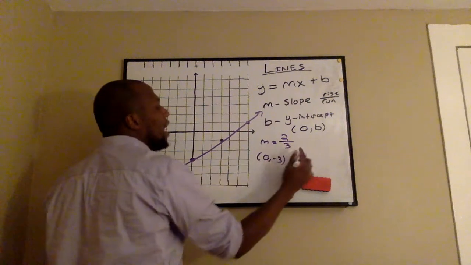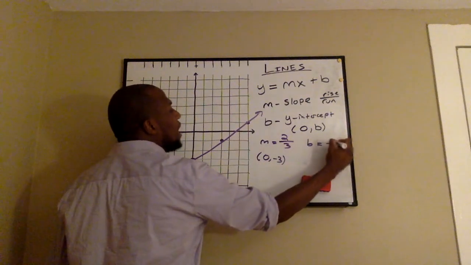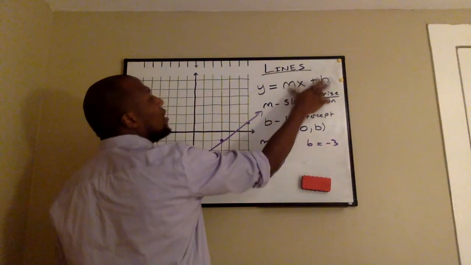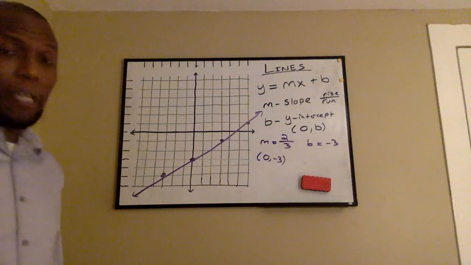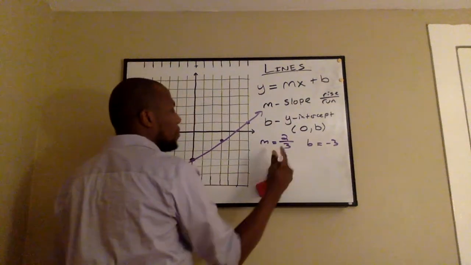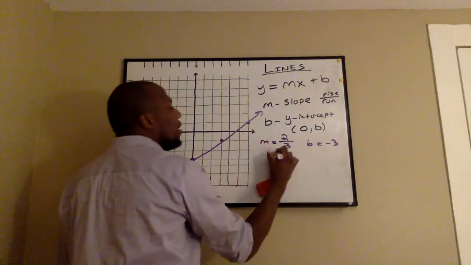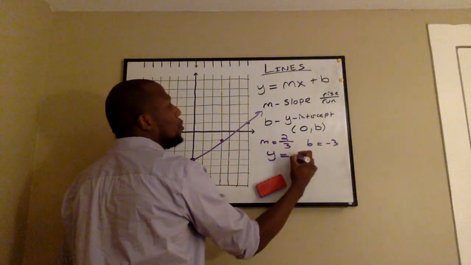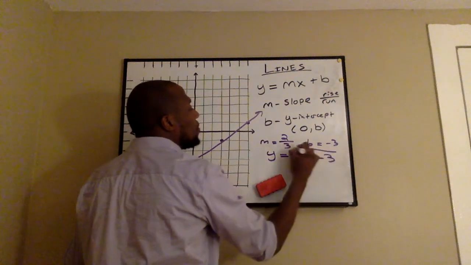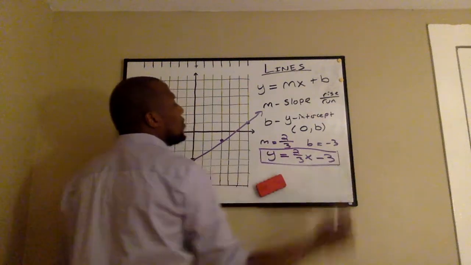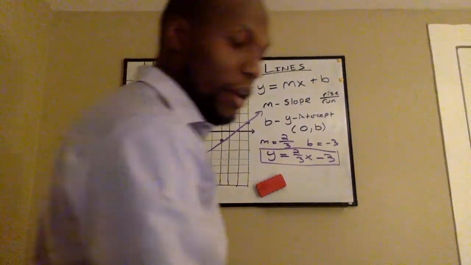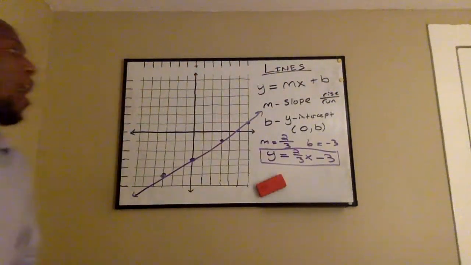So in this case, our b is equal to -3, our m is equal to 2/3, and we are just going to plug in to both of those and write the equation of the line. For this purple line here, the equation is y is equal to 2/3 x minus 3. I hope we're cool with that.